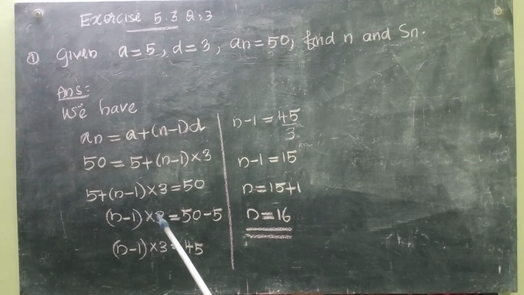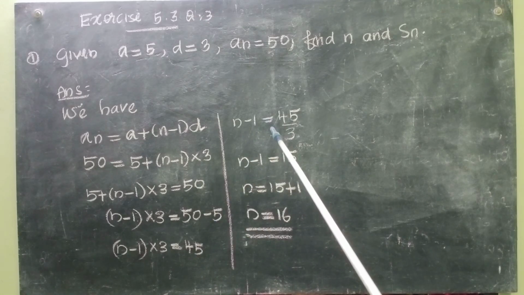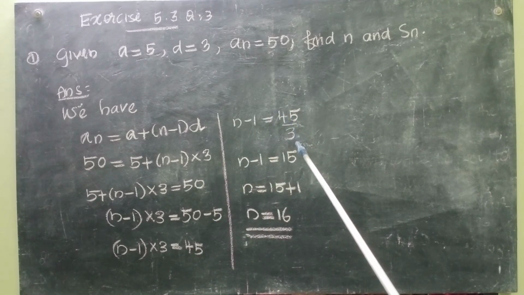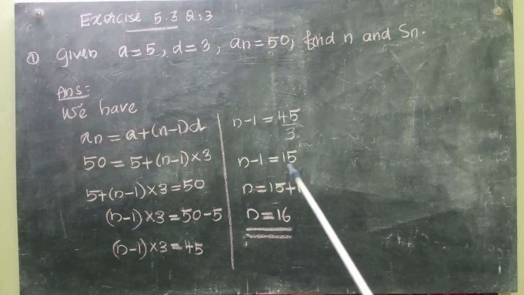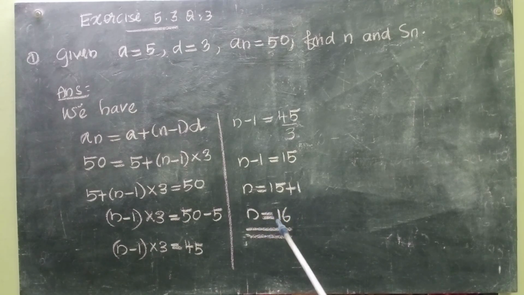(n − 1) × 3 = 50 − 5. (n − 1) × 3 = 45. n − 1 = 45 divided by 3. n − 1 = 15. n = 15 + 1. That is n = 16.